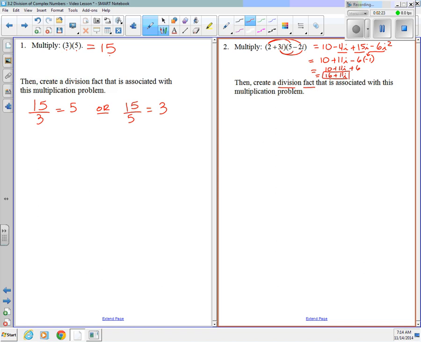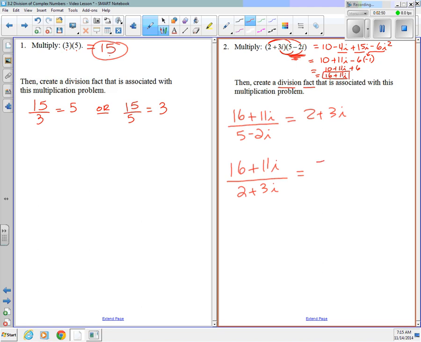We can come up with 16 plus 11i, that's the answer, like our 15 from before. And if I divided that by, say, 5 minus 2i, one of the original multipliers or factors, then I should get the other factor. I should get 2 plus 3i. Another division fact is that we could still start with 16 plus 11i and divide that by 2 plus 3i, and we should get the other factor, 5 minus 2i.